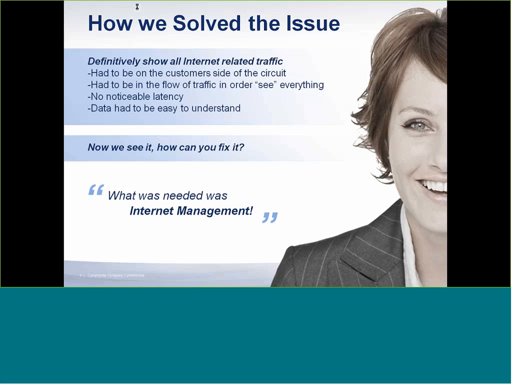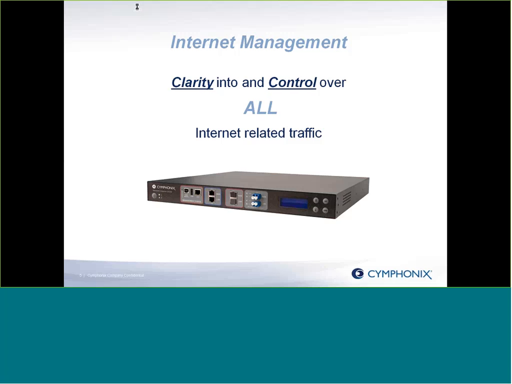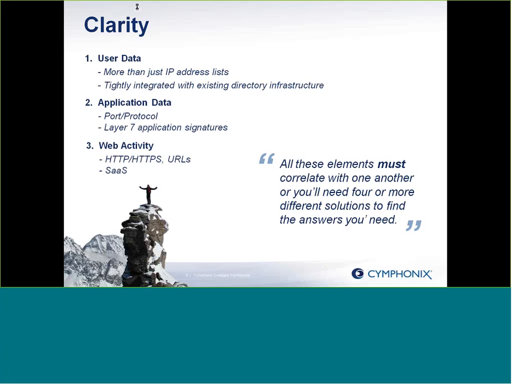That's when the light bulbs went off over the engineers' heads here. It's like, okay, there's a market for this. Not only can we show them what's happening on their side of the circuit, but we need to help them control it. And so what was needed, as you can see here, was internet management. We define internet management as clarity into and control over all of your internet-related traffic. If it's going to the internet from your network, or coming from the internet onto your network, we want you to be able to see it completely, as well as control it. That is what our product, the Network Composer, can do for you. And we define clarity as a lot of different things.